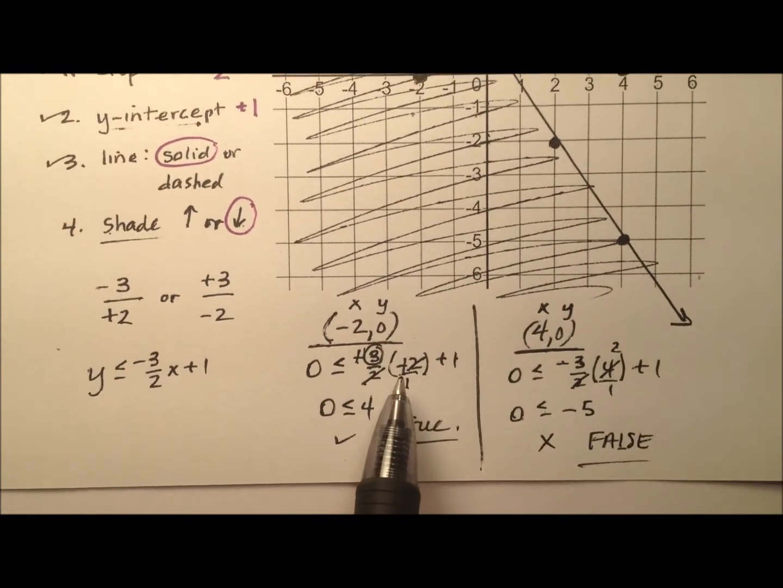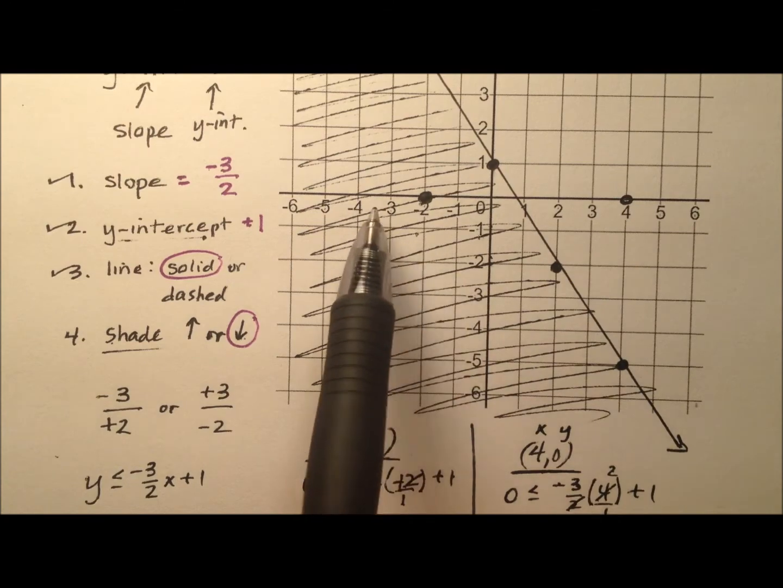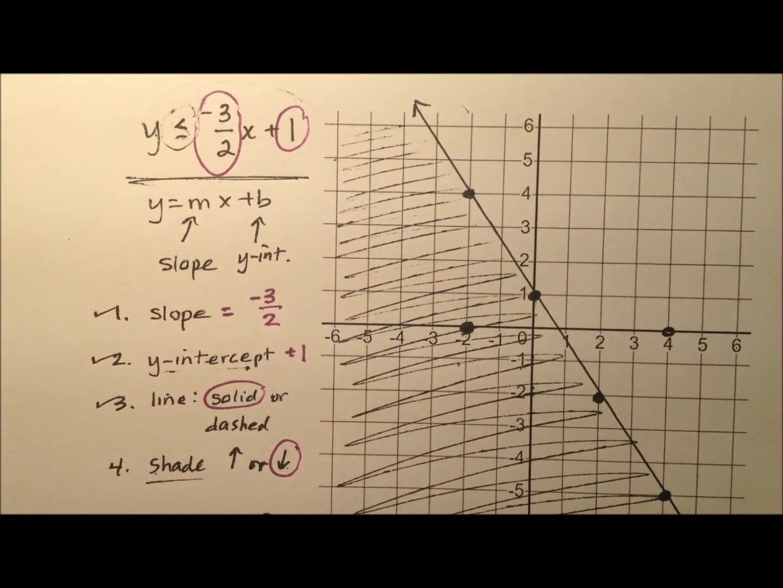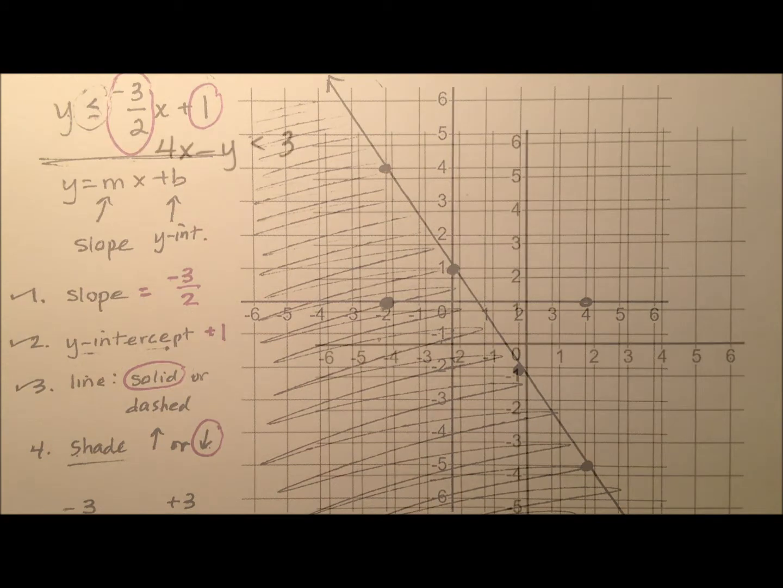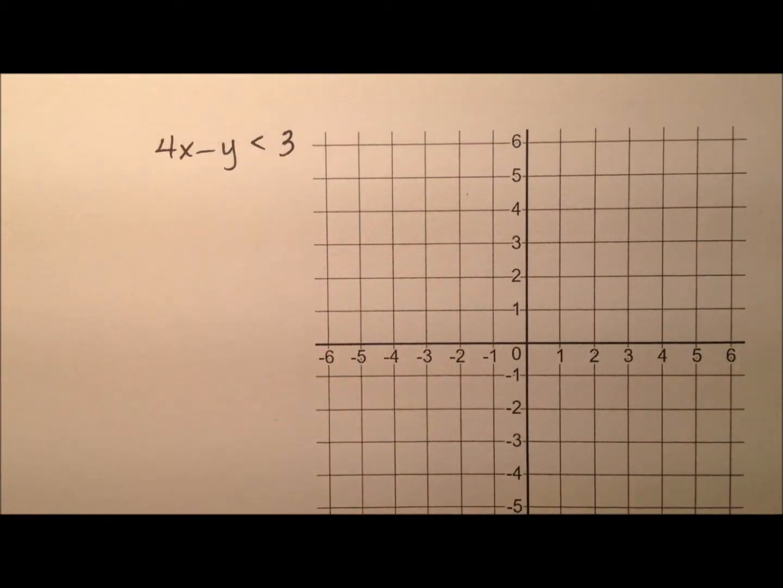Or you can use test points, and you can figure out what makes it true and what makes it false, and you'll want to shade in the true region. So here's our first example. Y is less than or equal to negative 3 halves x plus 1, and that's what the graph will look like. The second example I want to take a look at is 4x minus y is less than 3.